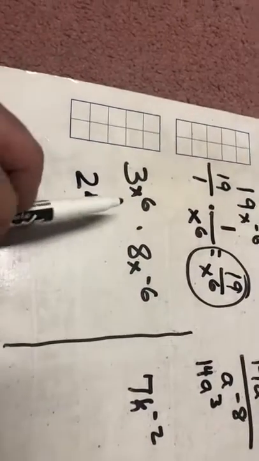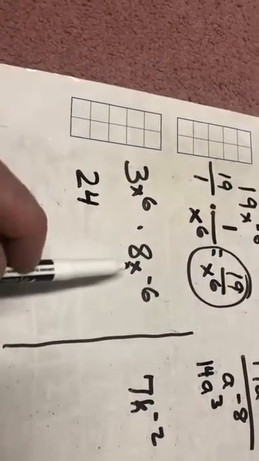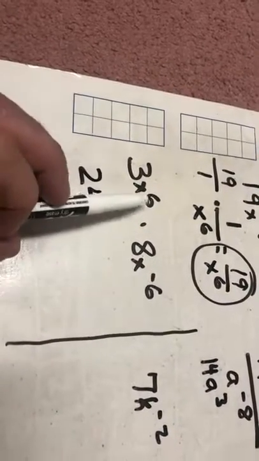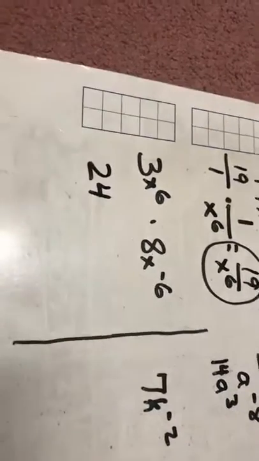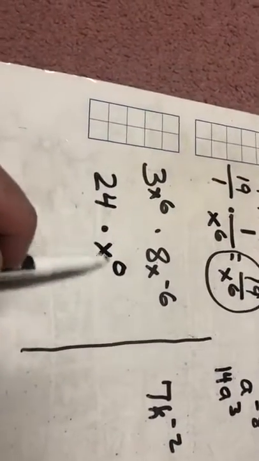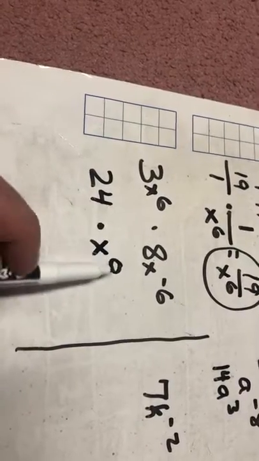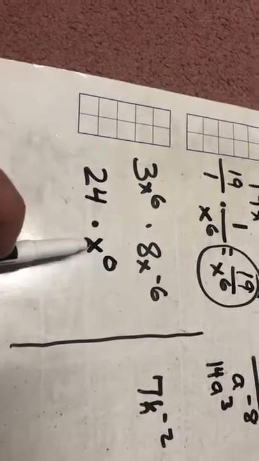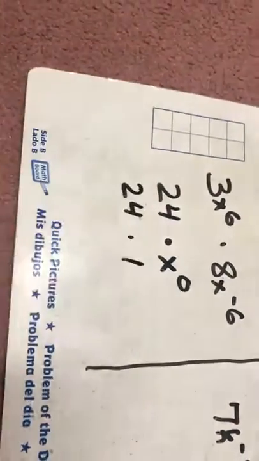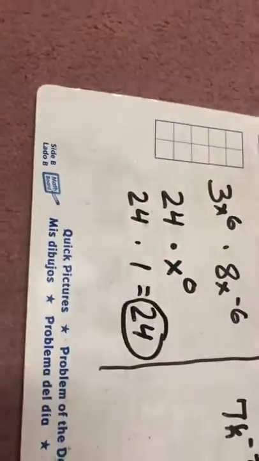All right. Now x to the power of 6 times x to the power of negative 6, same base number, x, so I'm just adding the exponents. 6 plus negative 6 is 0, so it's 24 times x to the power of 0. Well, as we talked about, anytime there's something to the power of 0, it equals 1. So it doesn't matter what the value of x is. X to the power of 0 is 1, which means that all I'm doing is 24 times 1. Well, that can be simplified. We know what 24 times 1 is. 24 times 1 is 24.